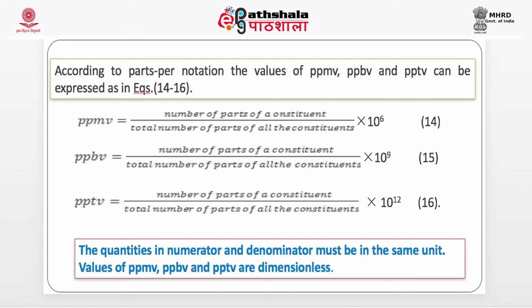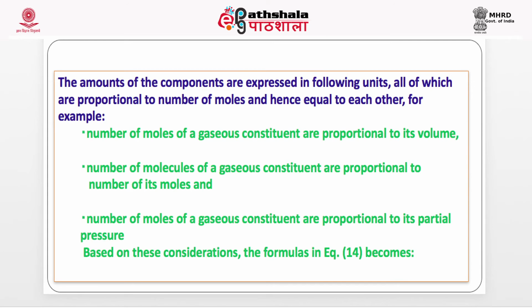ppb and ppt have similar meaning. The amounts of components are expressed in several units which are all proportional to one another. For example, number of moles of a gaseous constituent is proportional to volume. Remember, for a gas the equation is PV equal to nRT. Okay? n is the number of moles. If the pressure is constant, then V is proportional to n.